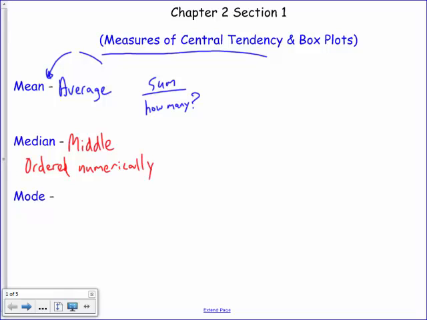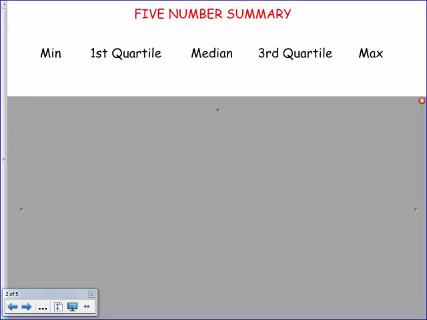And lastly, mode, we want to think most. Which one occurs the most? Okay. And mainly we're looking at mean and median. And then for our box plot, we're looking at what we call our 5-number summary. So with our 5-number summary, we should be able to make a box plot, but we have to find all 5 pieces of data. It's found by finding the median right away.